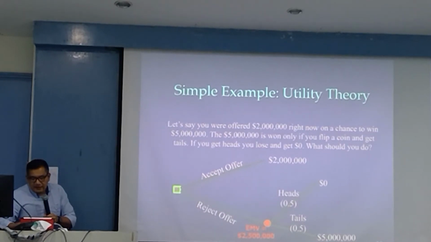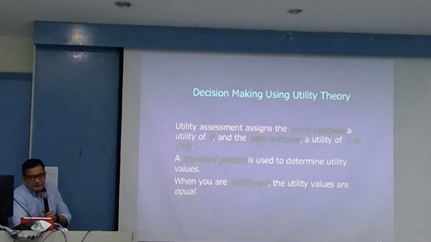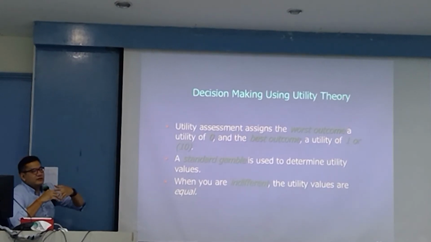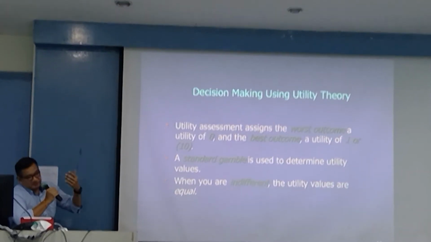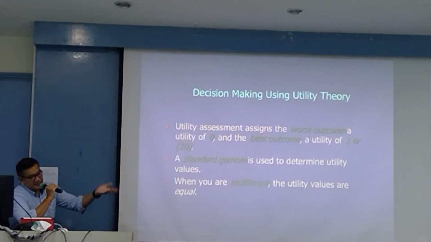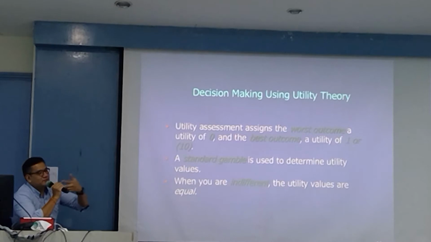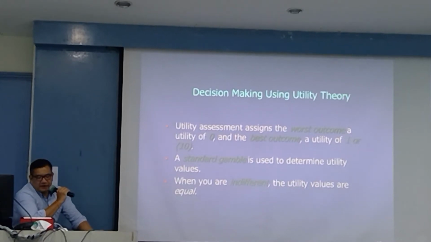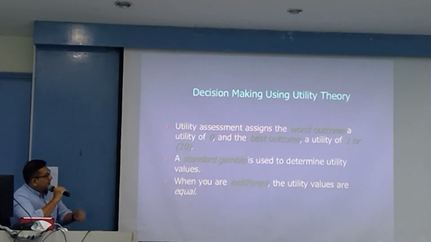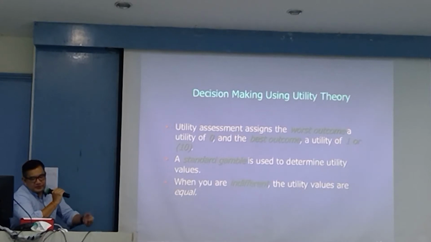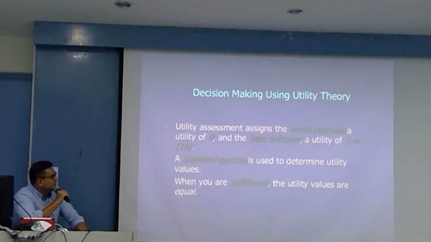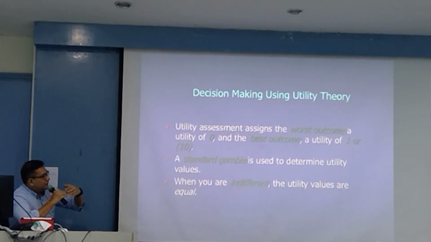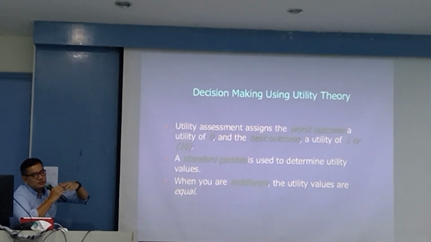So in this case, for the utility theory, we try to translate the value of the money into the value of utilities. And as I mentioned, you can use the utility value from 0 to 1 or 0 to 10, it is up to you, based on your preference of the scale. But we always assign the worst outcome the utility of 0, and the best outcome to be 1 or 10, right, up to you. And we use the concept of the standard gamble to determine the value of utilities.